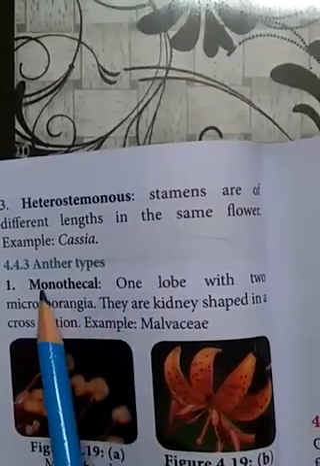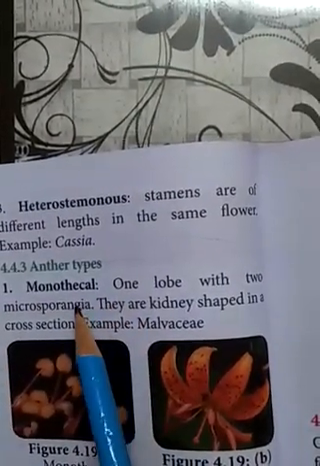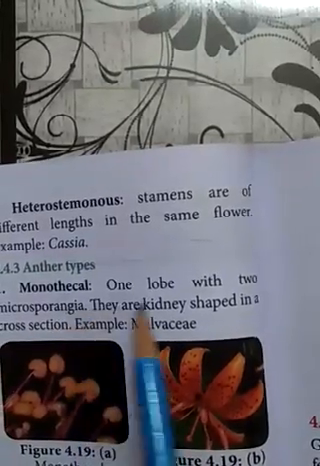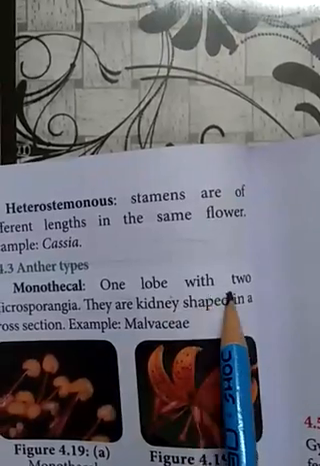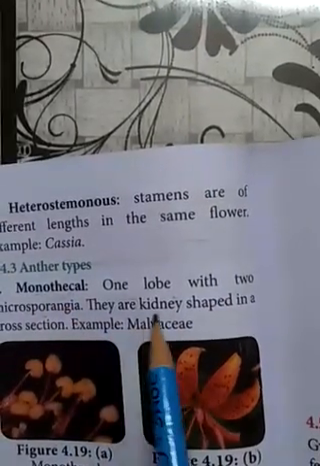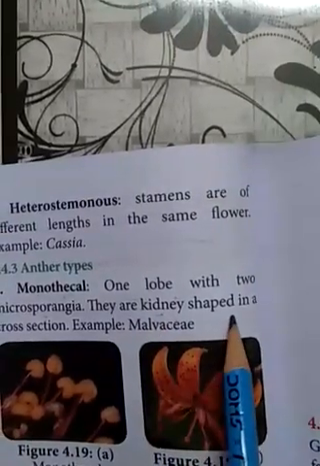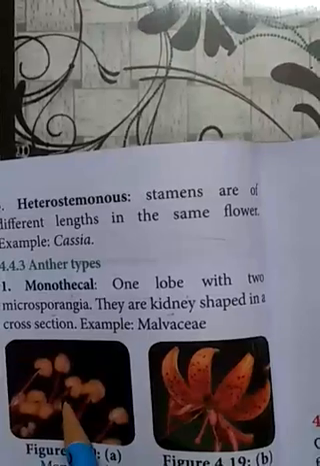Next, anther types. They are of 2 types, monothecal and dithecal. As we have studied, in the anther there are two lobes. If only one lobe is present with two microsporangia, then it is called monothecal. So the shape of the anther will be kidney shape in cross section. Example, you can find this in Malvaceae.